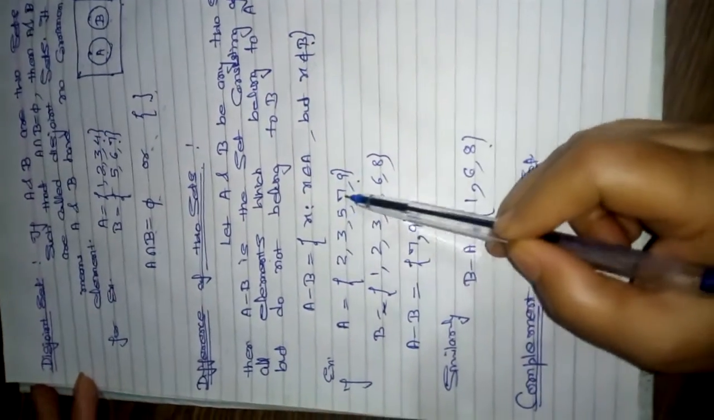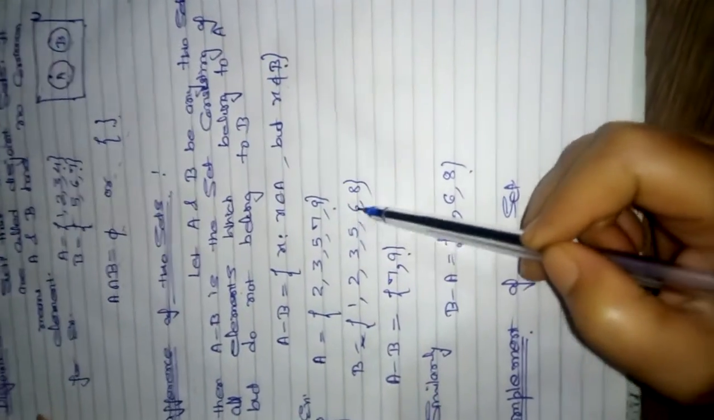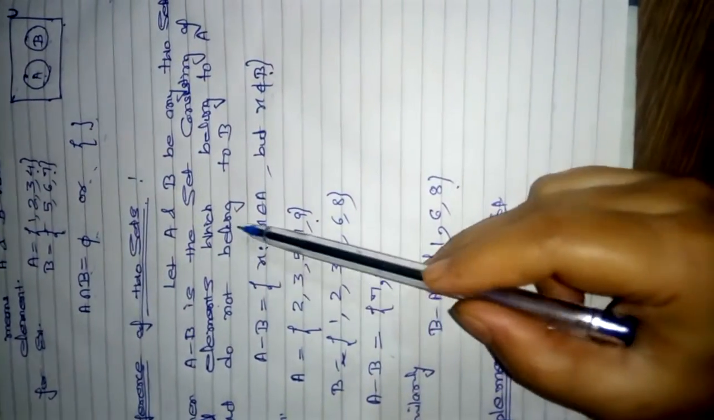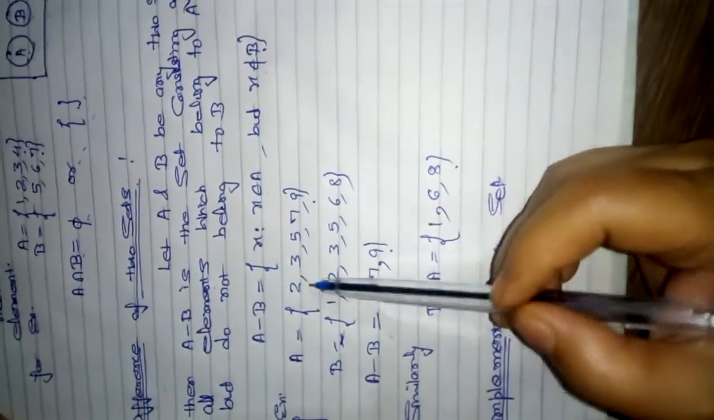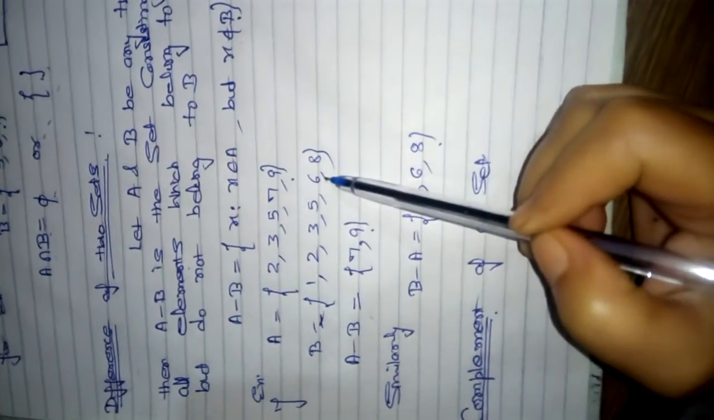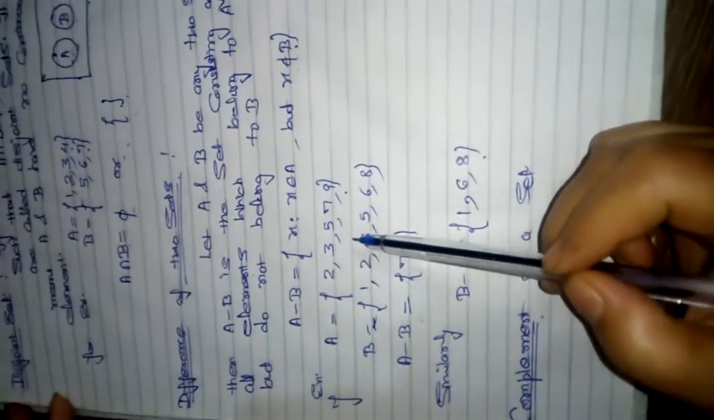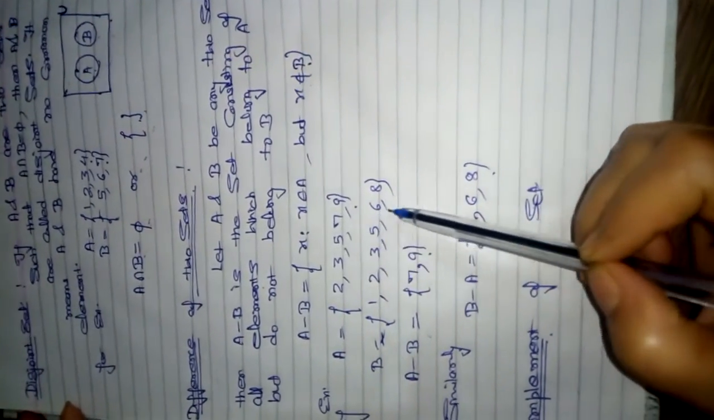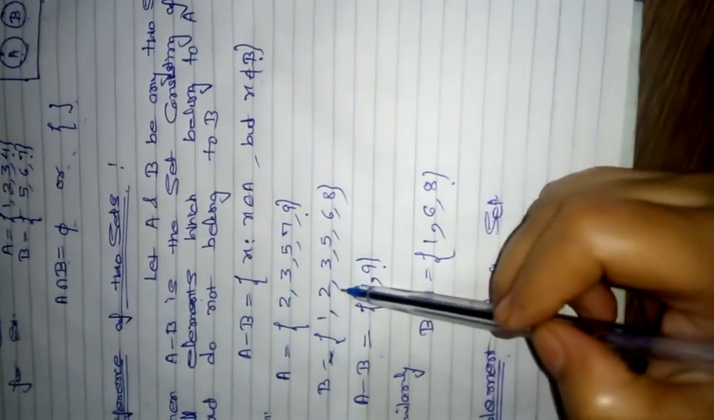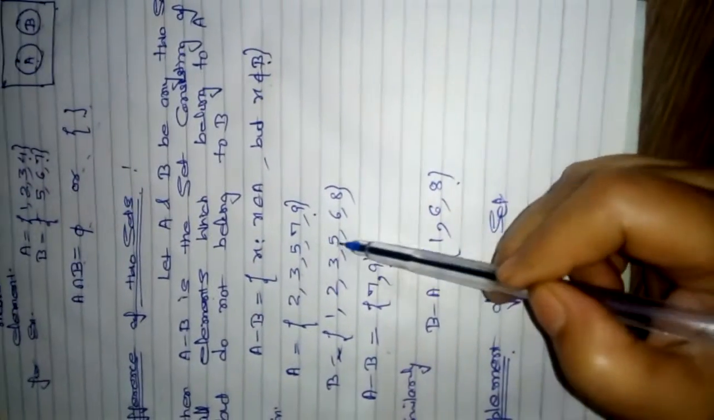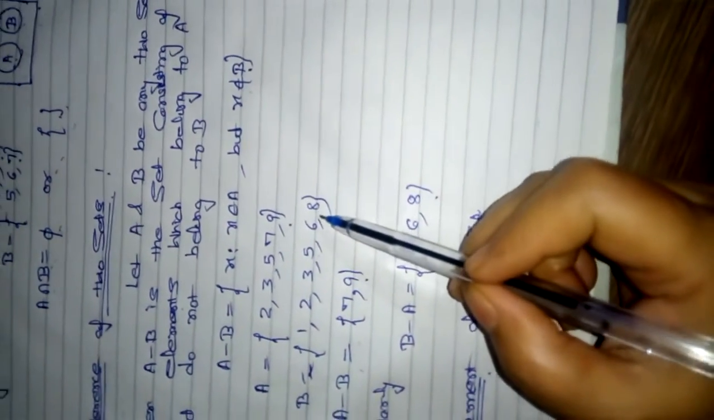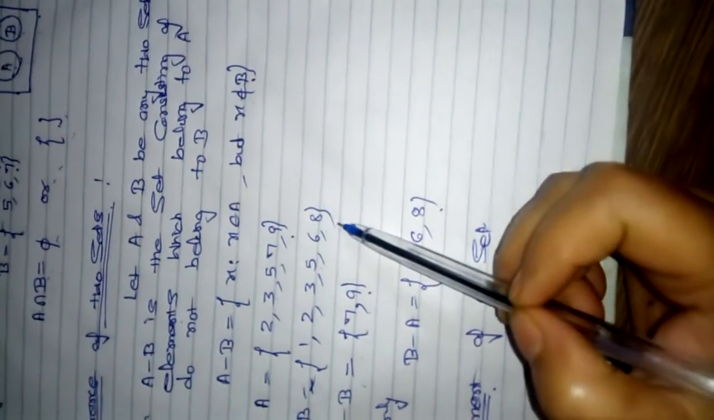A is {2, 3, 5, 7, 9} and B is {1, 2, 3, 5, 6, 8}. Now we have to find A minus B. According to the definition of difference of two sets, the elements of A are 2, 3, 5, 7, 9 and B are these elements. Now A minus B: the elements of set A which do not belong to B, we will write those elements. Like this, 2 is present here, 3 is also in set B, 5 is also present in set B, but 7 is not present in set B and 9 is also not in set B.